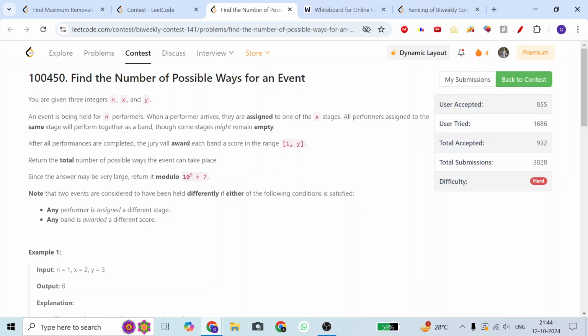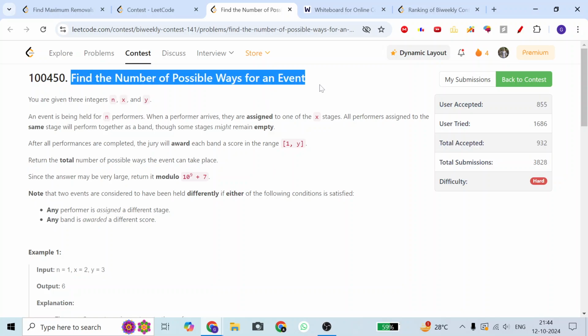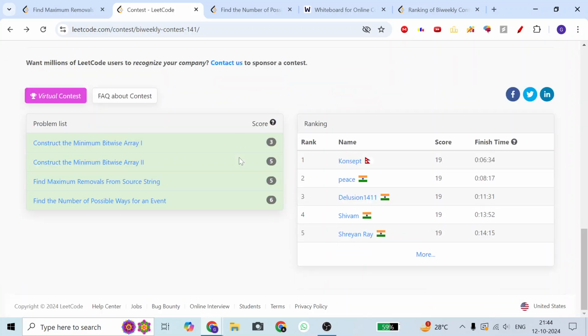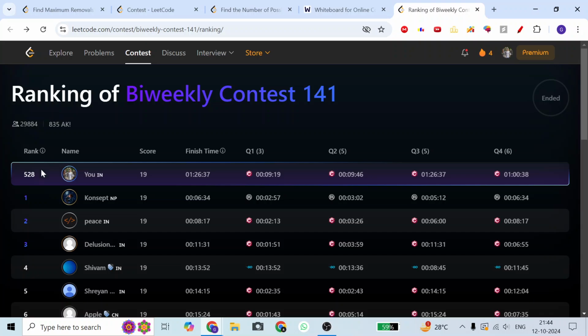Today we are going to discuss the "Find the Number of Possible Ways for an Event" problem of LeetCode, from Weekly Contest 141. I participated in this contest and was able to solve all four problems and secure rank 528.